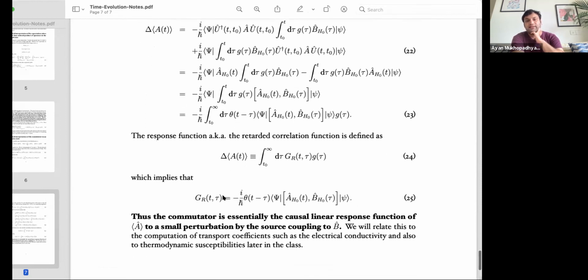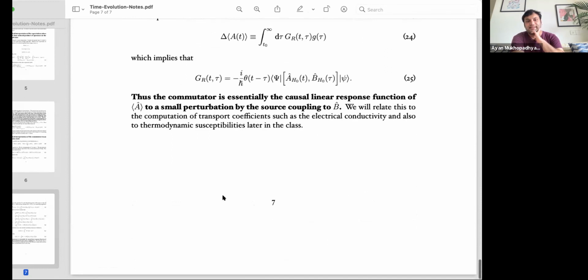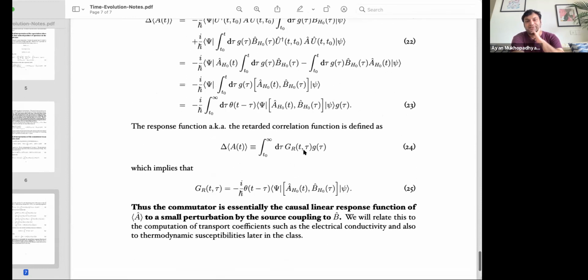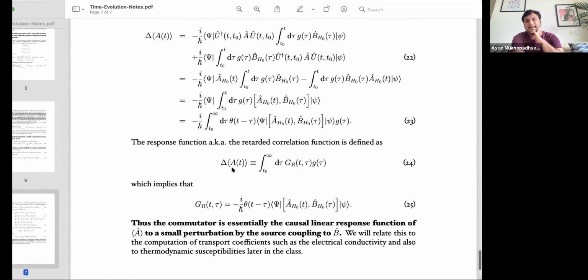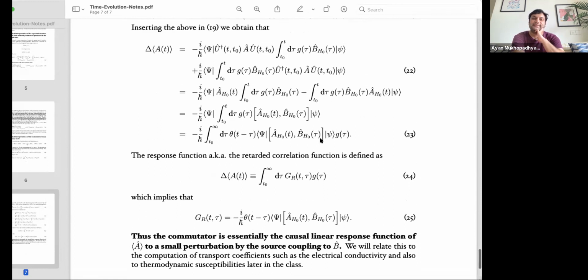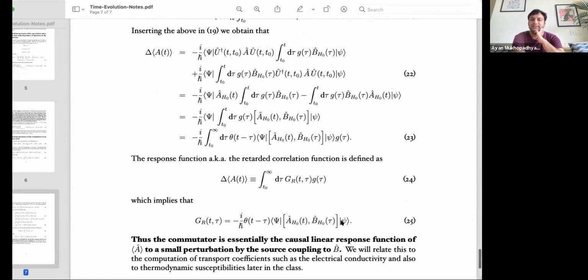So this is often called the retarded correlation function, because by definition, the retarded correlation function is, this is a source and this is a change in the response. This is a response. Then this is nothing but the expectation value of the commutator. So this actually has a lot of implications, as follows.